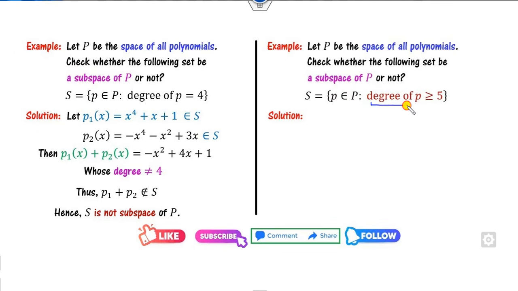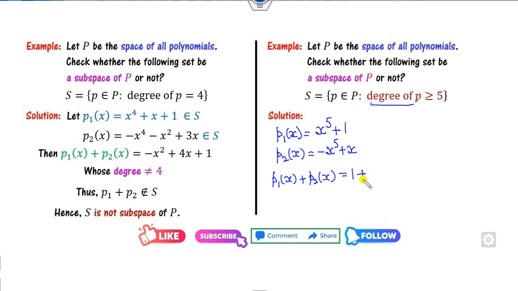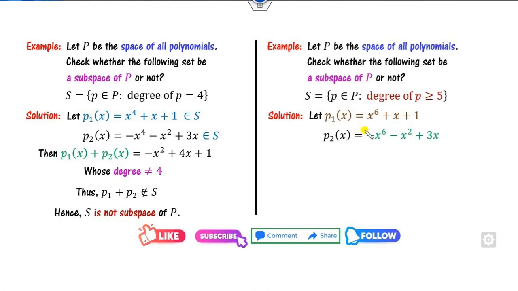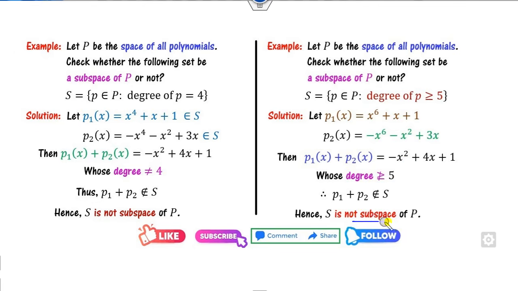Again, you need to choose a polynomial of degree greater than or equal to 5. So I can choose x5 plus 1, or a second polynomial, minus x5 plus x. Both satisfy this condition. Then what is the polynomial p1(x) plus p2(x)? It is 1 plus x. What is the degree of this polynomial? 1, which is not greater than or equal to 5. So it means it is not a subspace. Or you can choose any other example like x6 plus 1 and so on. If you add them, again clearly the degree is my 2, which is not greater than 5. It is not a subspace.